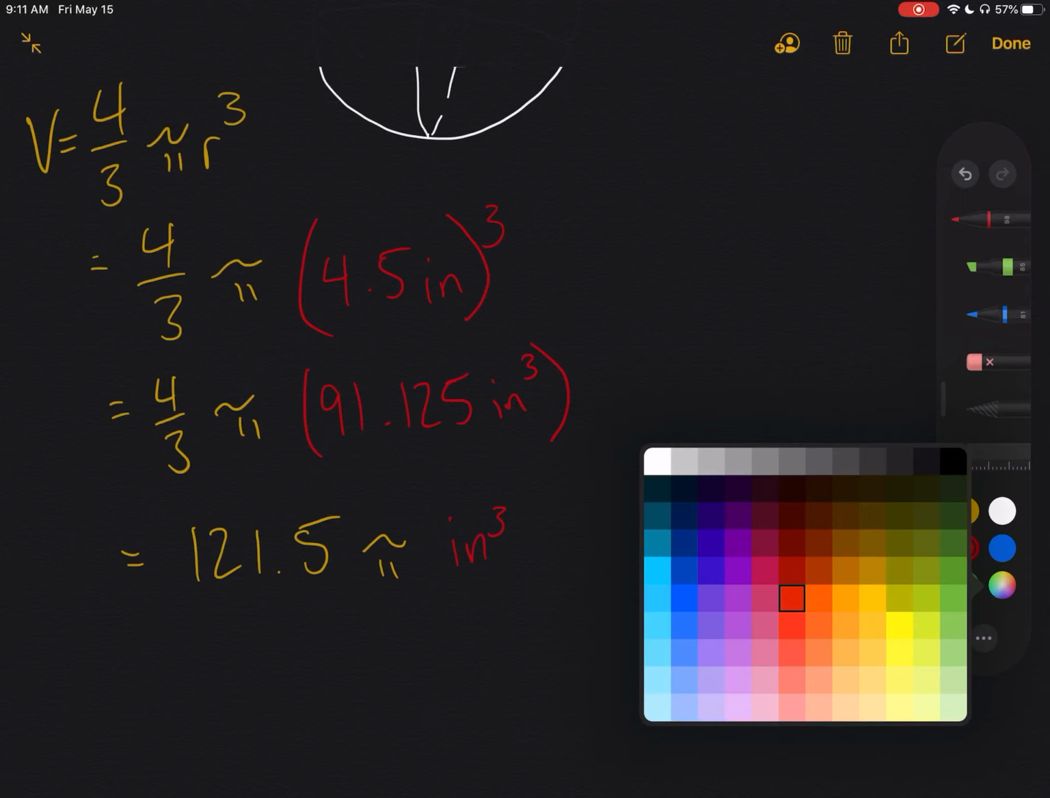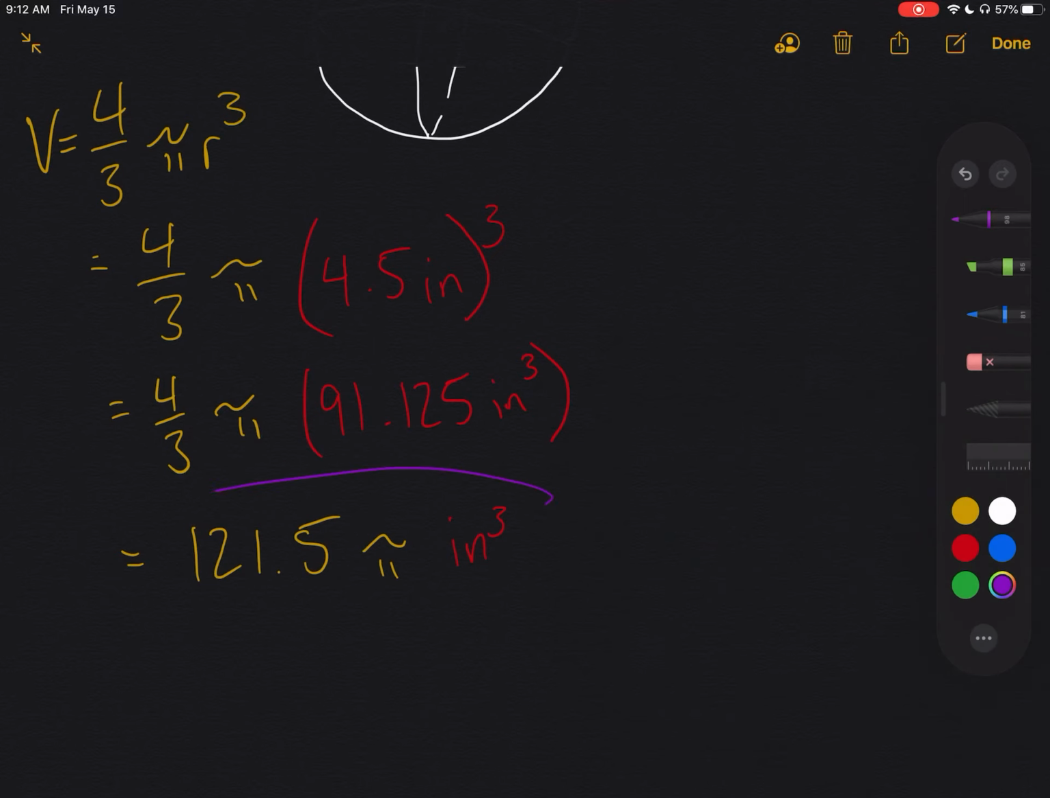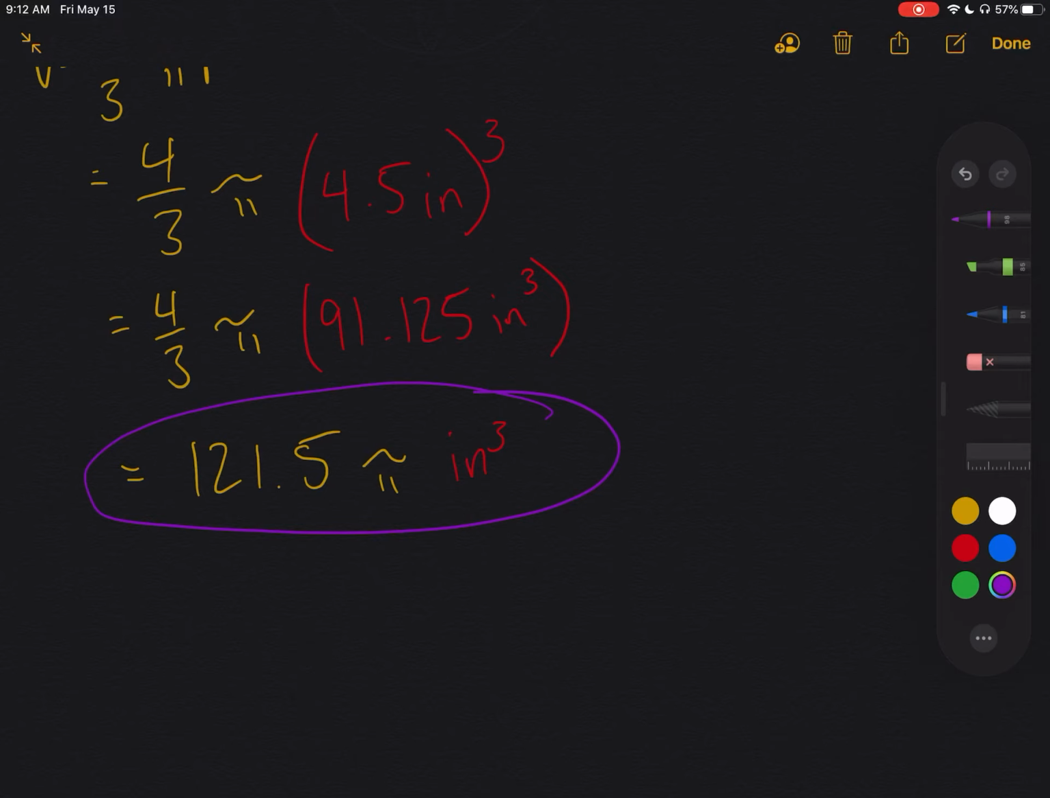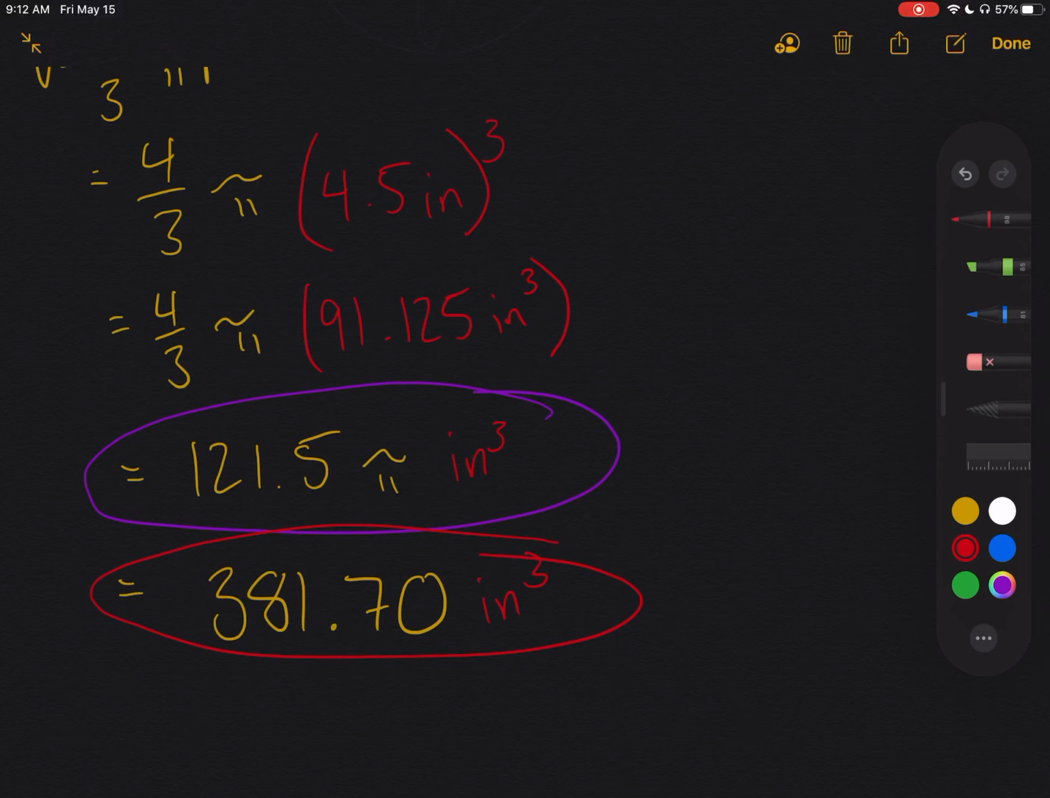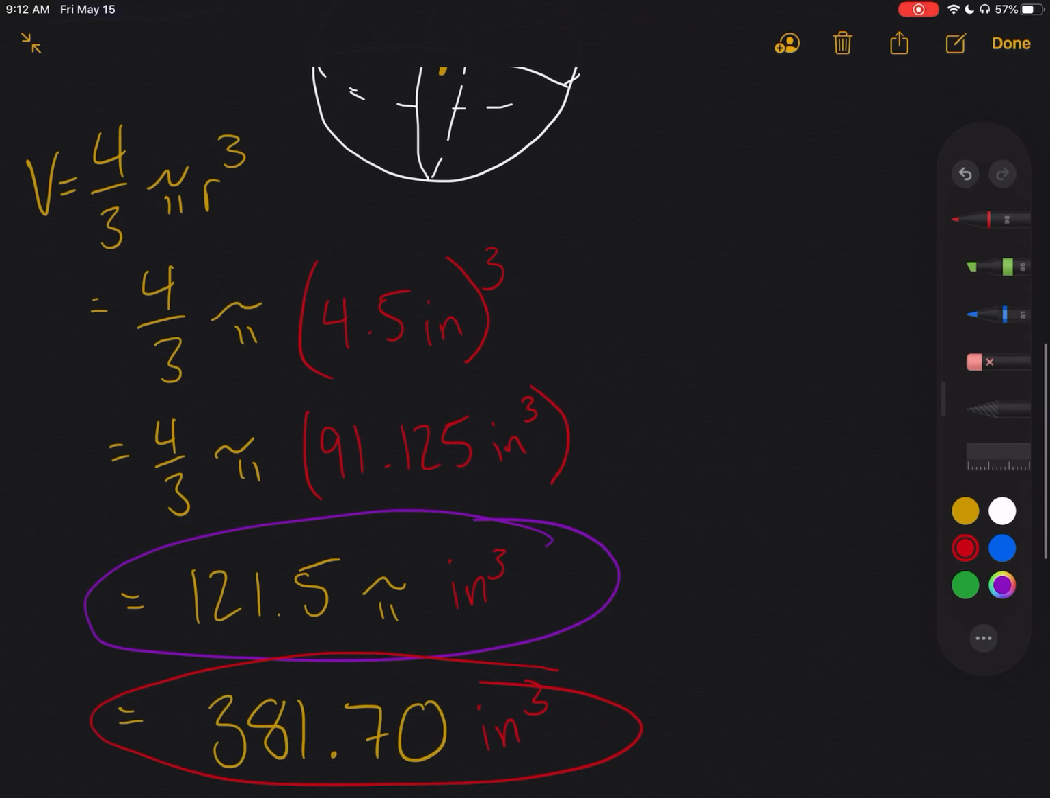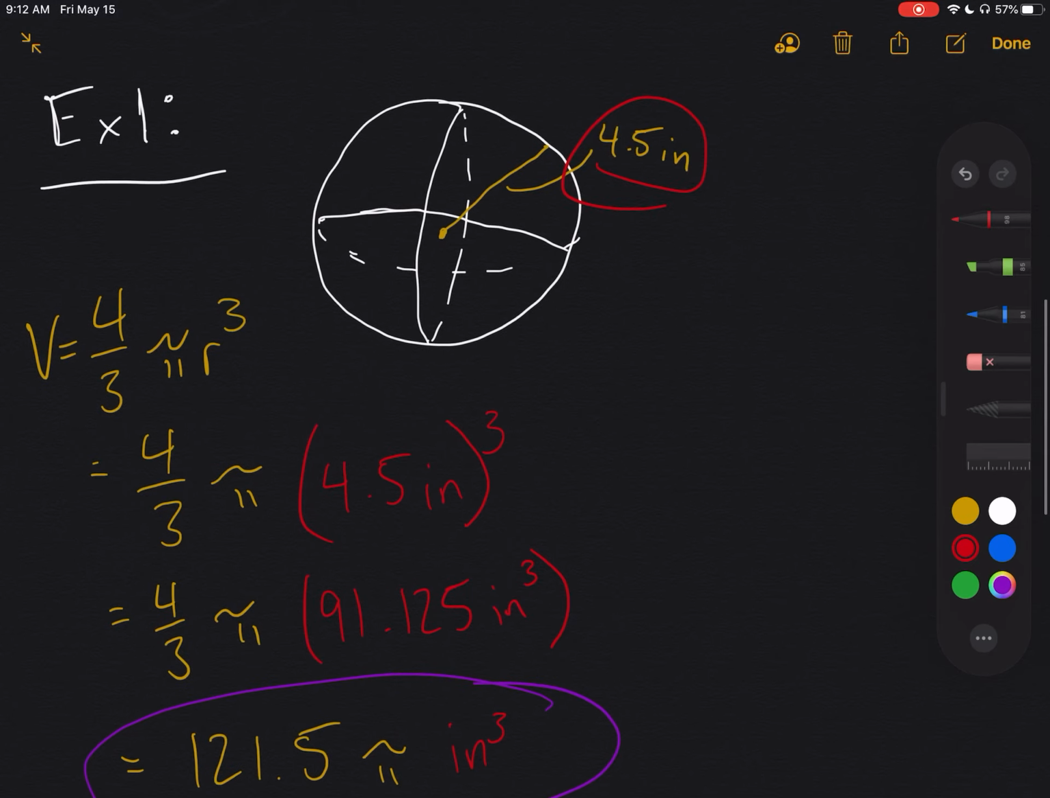And so we've talked about exact answers. That happens when we have spheres. That would be our exact answer, but likely we're going to want to have 2 decimal places, and so 121.5 times pi is 381.70 inches cubed. Okay, so the volume of this soccer ball is 381.70 inches cubed. That's the amount of space that it takes up.